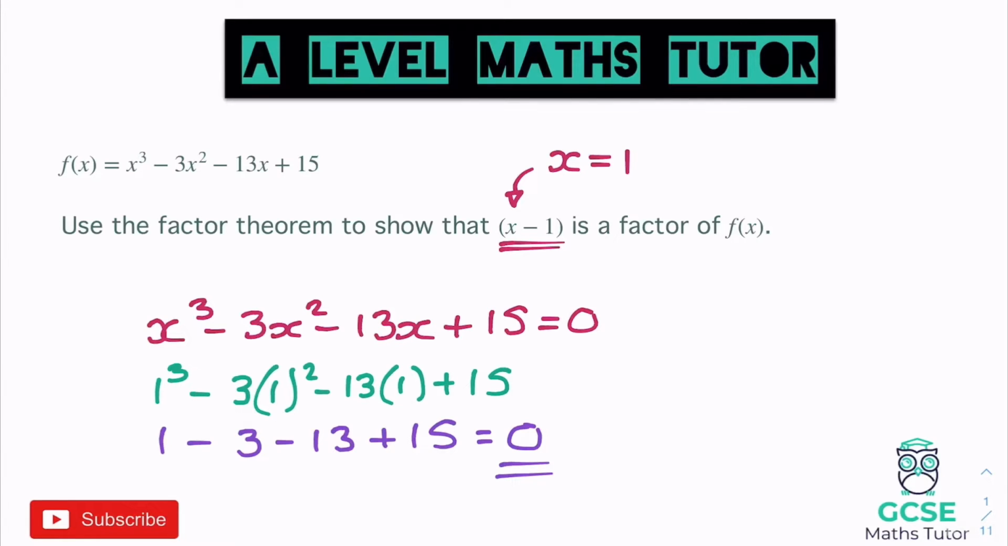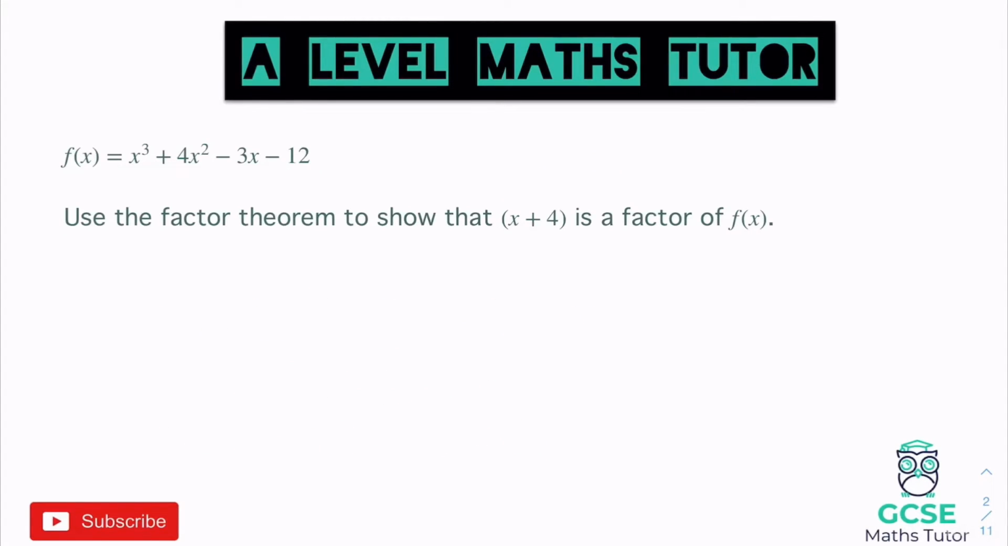And that's how we go about showing these using the factor theorem. So let's have a look at one more of these before we have a go. So this one here, again, use the factor theorem to show that x plus 4 is a factor. Now we just need to be careful in this, because when we're looking at this bracket, the solution for that is x equals negative 4.